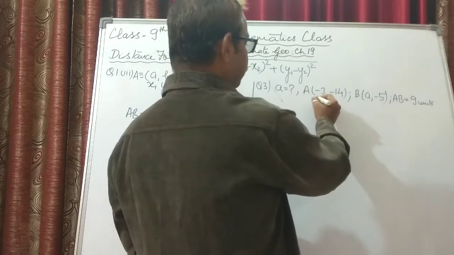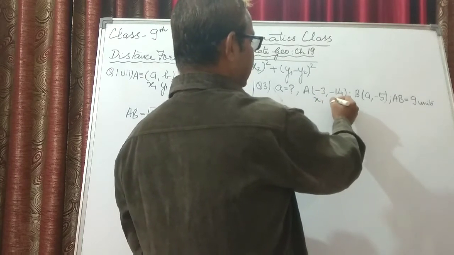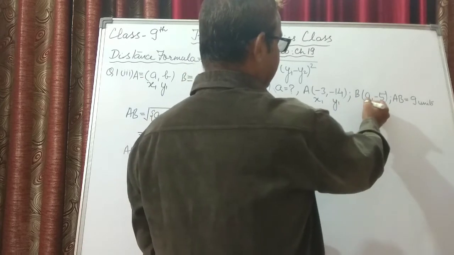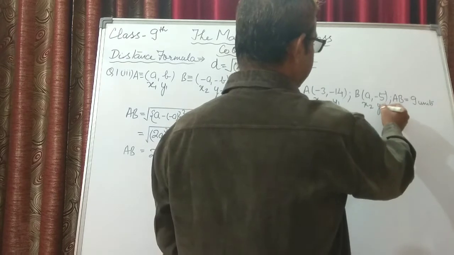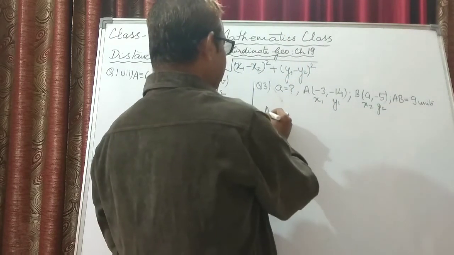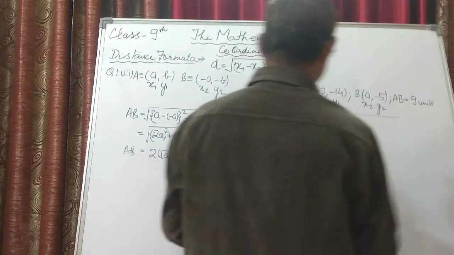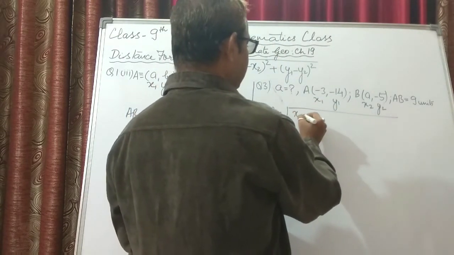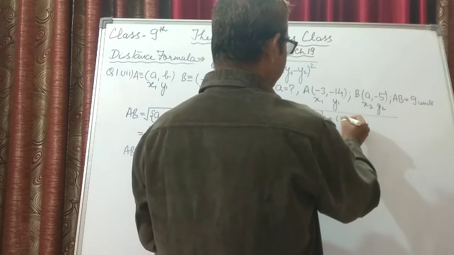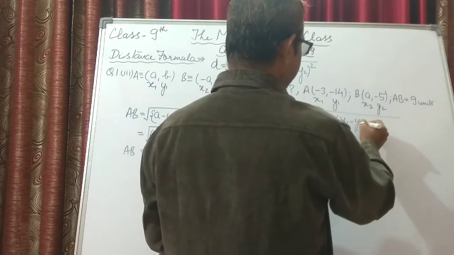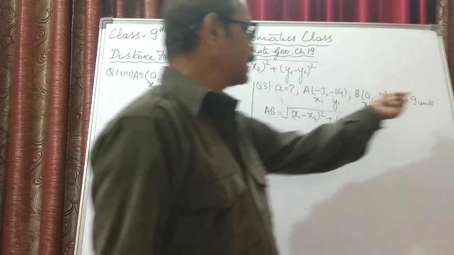Now what will we do? Again, in the first point, the abscissa can be considered as x1 and the ordinate can be considered as y1. In the second point, the abscissa can be considered as x2 and the ordinate as y2. Now, we know that AB, which means distance, can be written as under root (x1 minus x2) whole square plus (y1 minus y2) whole square. AB is given to us as 9.